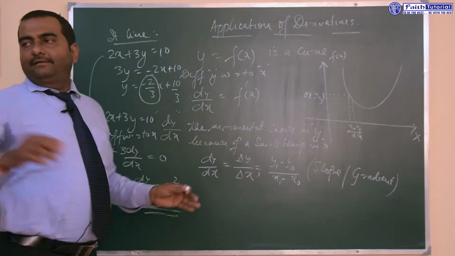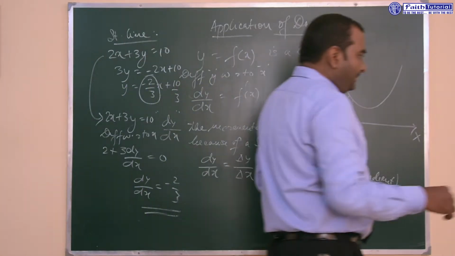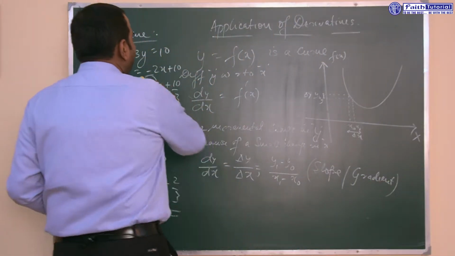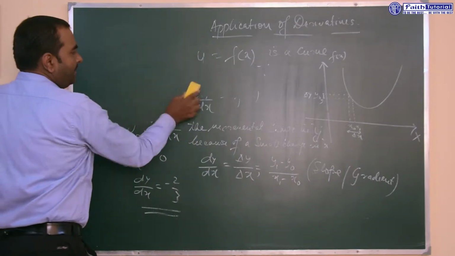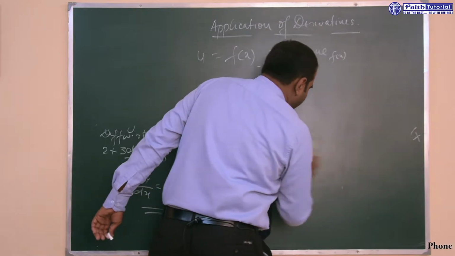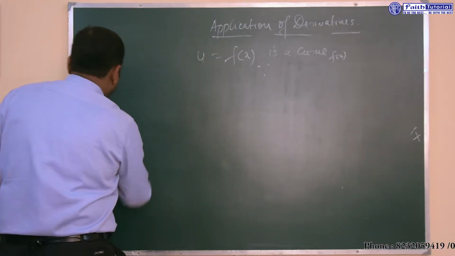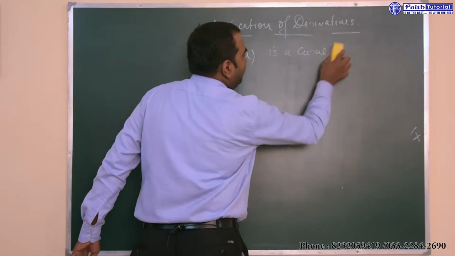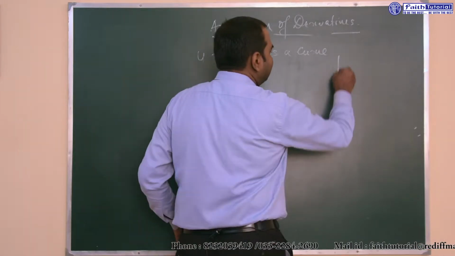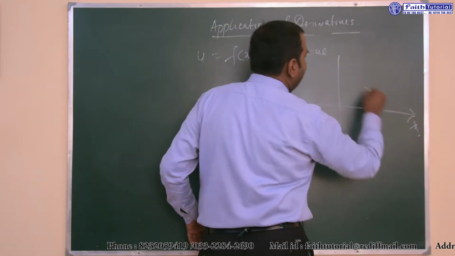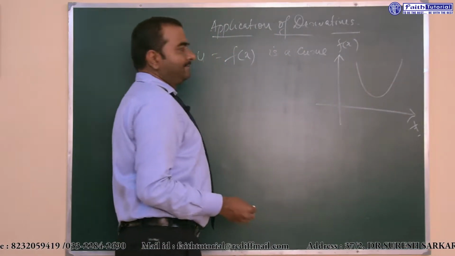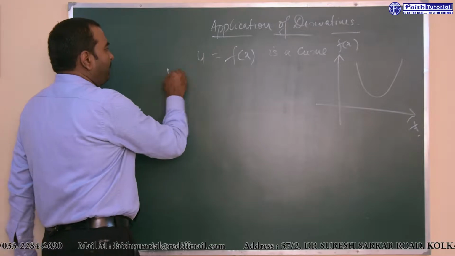Now, we take on from here. So, we have seen that the slope or the gradient is dy by dx. That means if that's the curve, x plotted against f(x) as this. Now, slope or gradient.